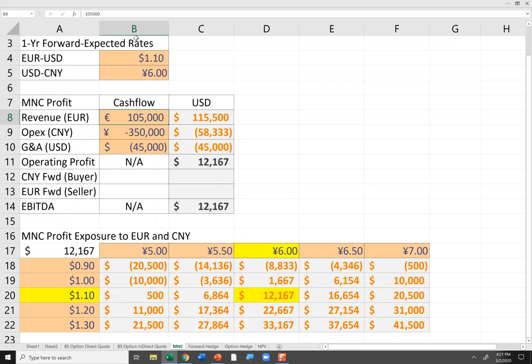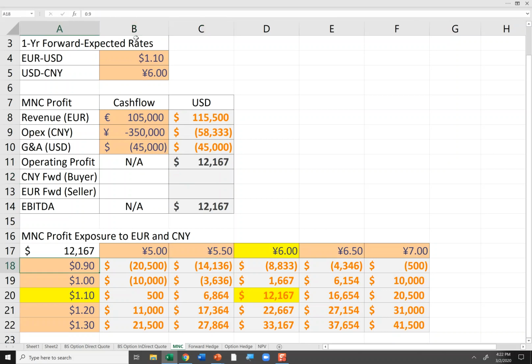And here's their business model. They're going to sell their widgets for 105,000 euros. It's going to cost them 350,000 yuan 1 year from now. And they're going to pay $45,000 in G&A, general and administrative expense, in dollars. If the exchange rate turns out to be 1.10 and 6, that revenue is worth 115,000. The cost is 58,000 to produce the widgets, and they're going to make 12,000 in operating profit.